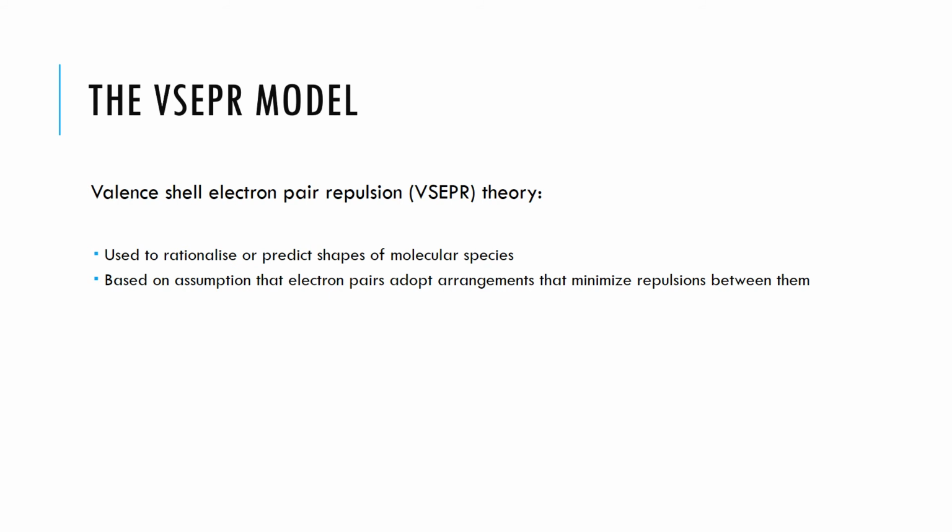In other words, if you've got a number of electron pairs around a central atom in a molecule, and those electron pairs can be several things, they can be bonds, or they can be lone pairs, they are going to want to get as far away from each other as possible. So they will arrange themselves in efficient configurations or shapes around a central atom in order to minimize repulsion between each electron pair.